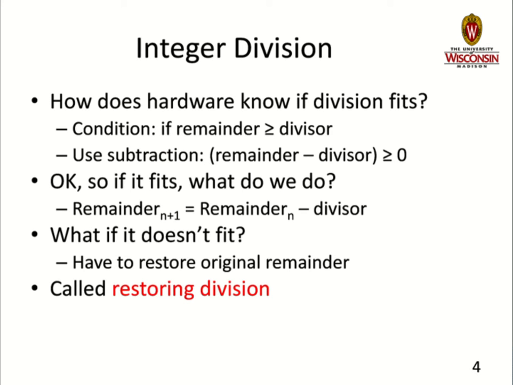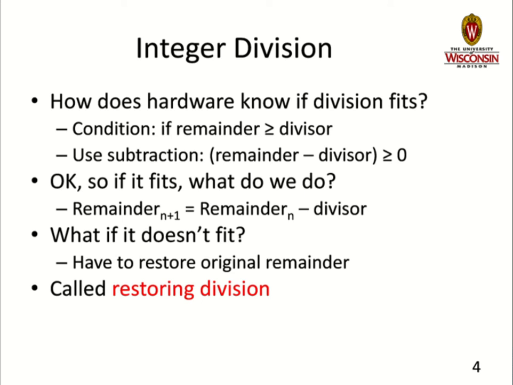So how do we map this to hardware? How does the hardware know if the division will fit as it does those checks? Well, the condition that we're looking for is if the remainder ends up being greater than or equal to the divisor, then we know that it fits. To perform this check, we'll use subtraction. We'll simply subtract the divisor from the current remainder, and as long as the result is greater than or equal to 0, then we know that it fits.